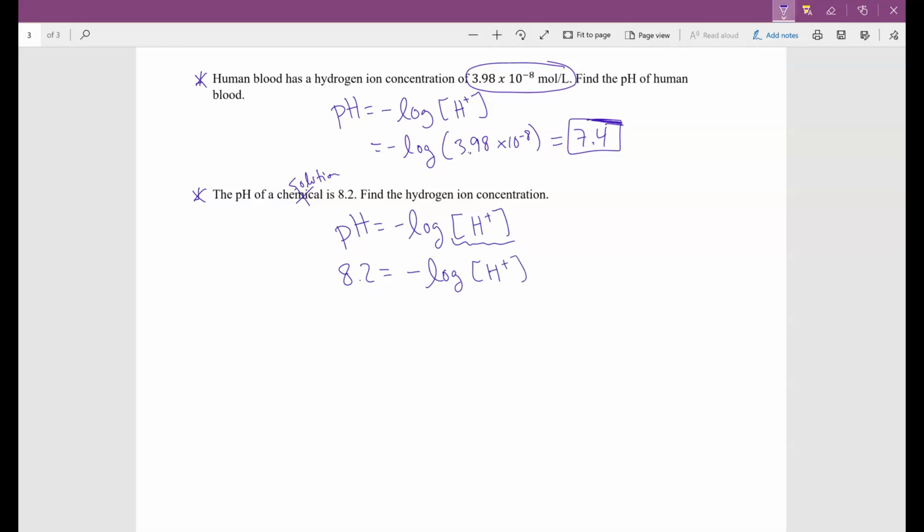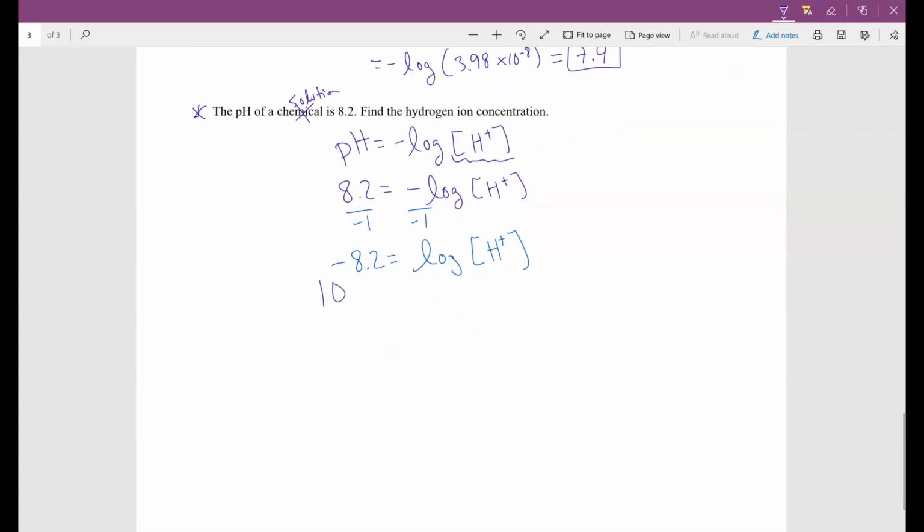So first, let's get rid of that negative. So let's divide by the negative. You're going to get negative 8.2 is equal to log of H plus. How do we get rid of the log? Remember that we exponentiate. So we raise both sides by a 10 to get rid of the log. So you have that H plus is equal to 10 to the power of negative 8.2. So I'm going to put that in my calculator. So 10 to the power of negative 8.2.